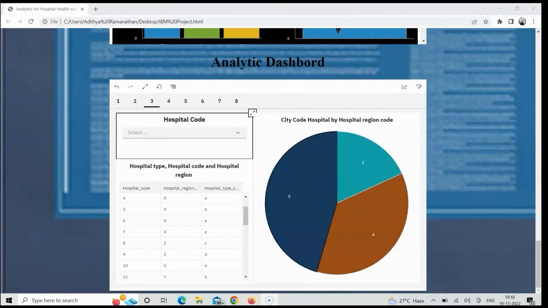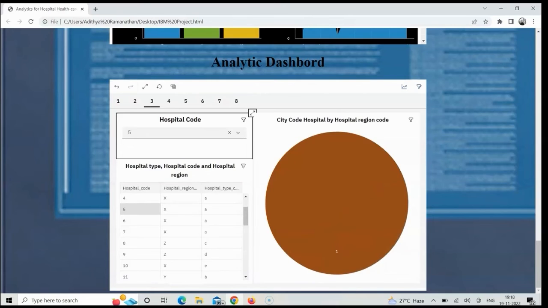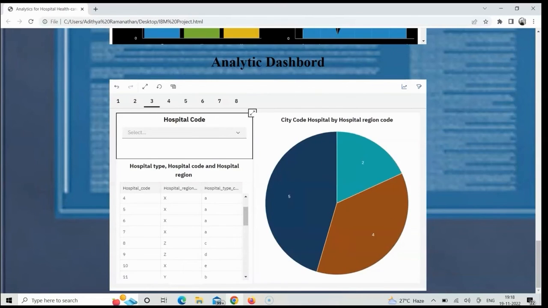Hospital code, hospital type code, region have been tabulated. Most of the hospitals are in X region, fewer in Y region, and moderate in Z region. Based on the city code, hospital by hospital region code, X consists of 5 regions, Y consists of 2 regions and Z consists of 4 regions. Moving on to the next visualization.